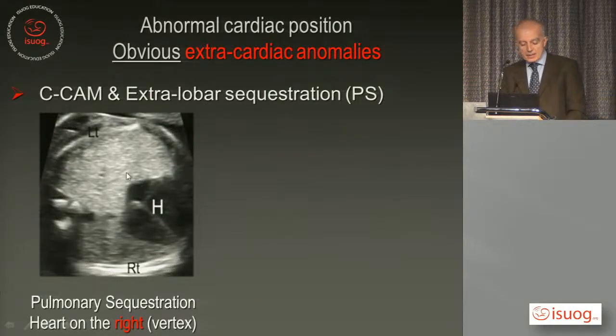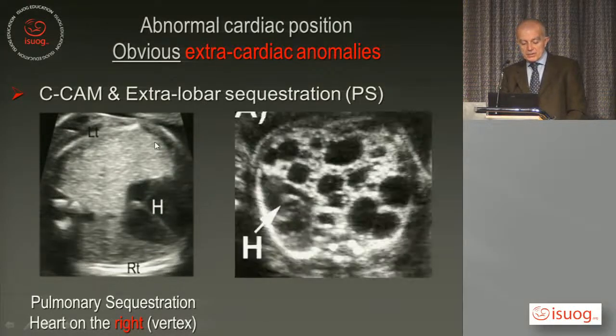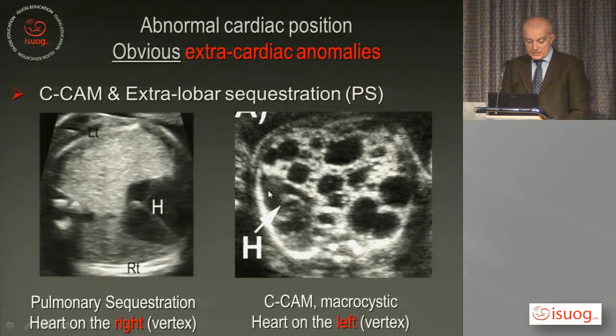A CCAM, type 3 or a hyperechoic lesion of pulmonary sequestration whatsoever. This is type 1 microcystic. And you see how the heart passively is dislodged from its usual location towards the other side, or squeezed along the ribs in this case.